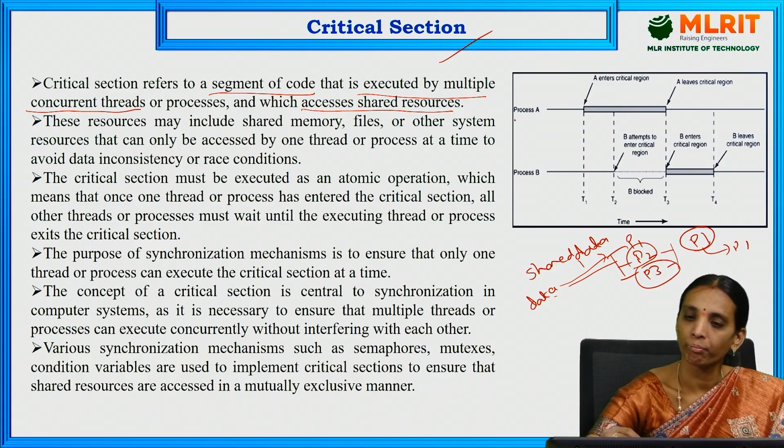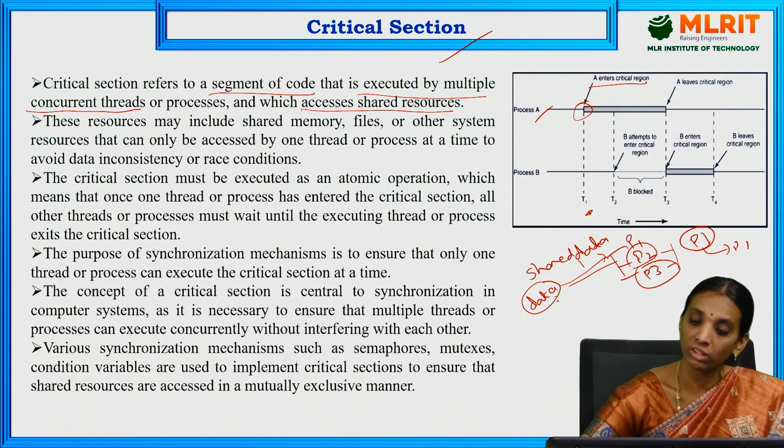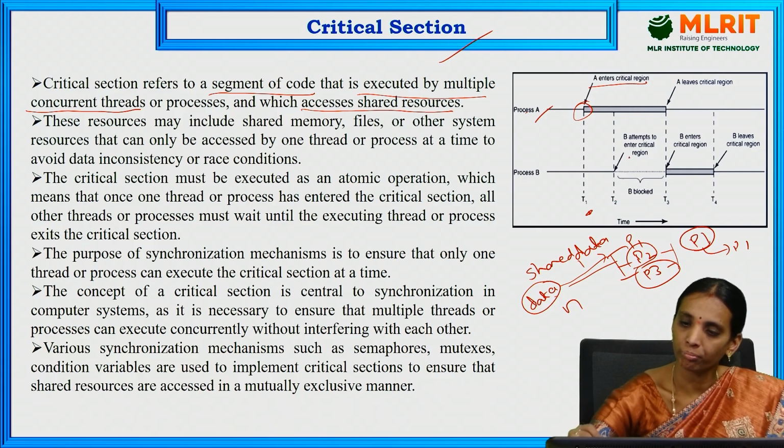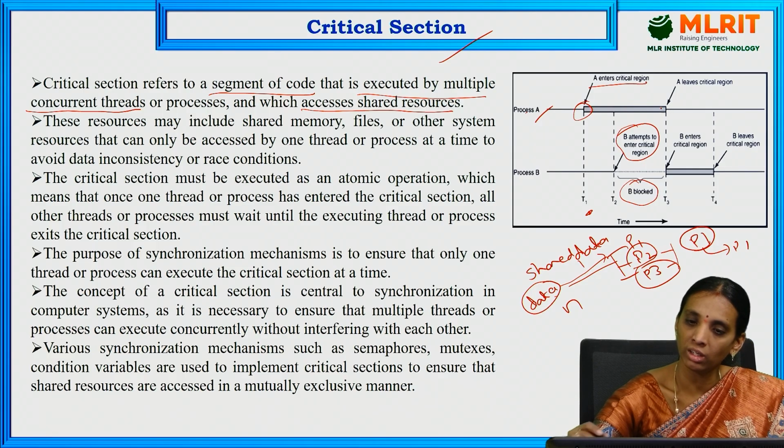Here this is process A. At time T1, it enters into the critical section, which means it is going to access the shared data. At T2, process B enters into the critical section and hence goes to the blocked state, waiting for the data to be released by process A. At T3, process A completes its critical section.